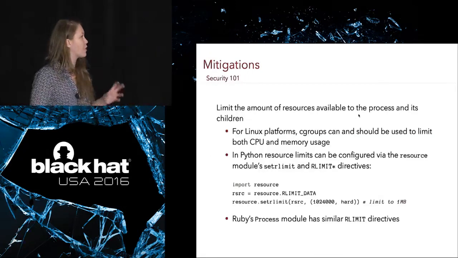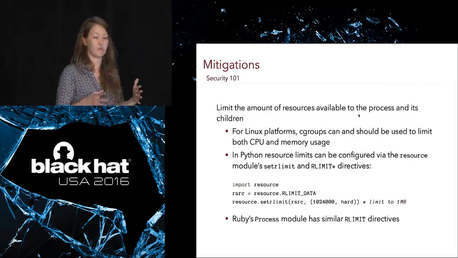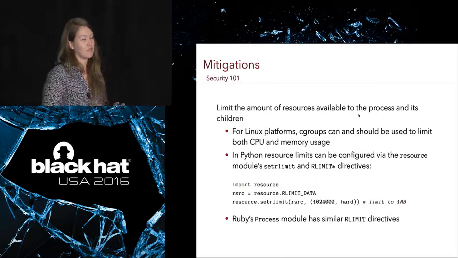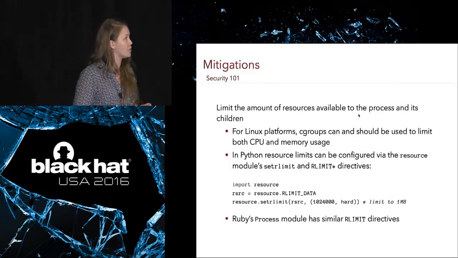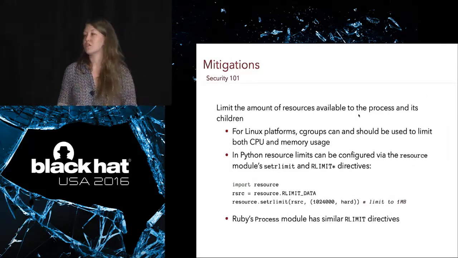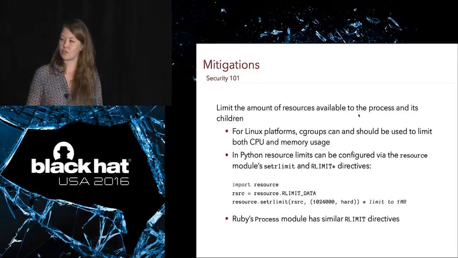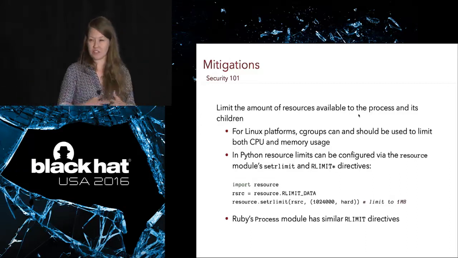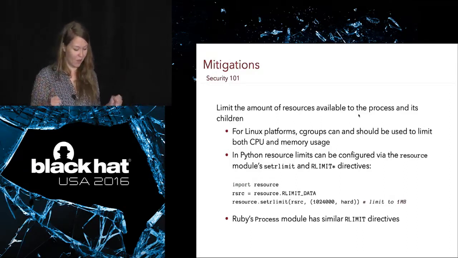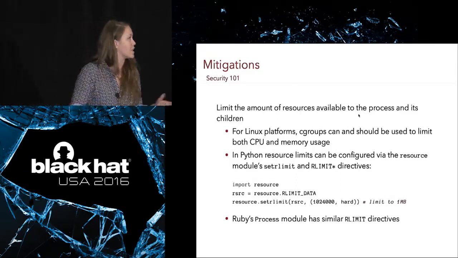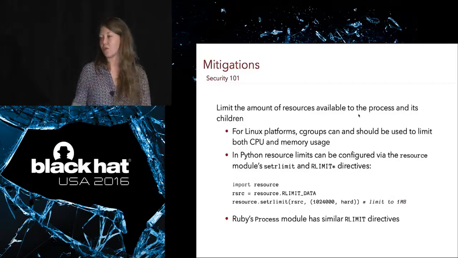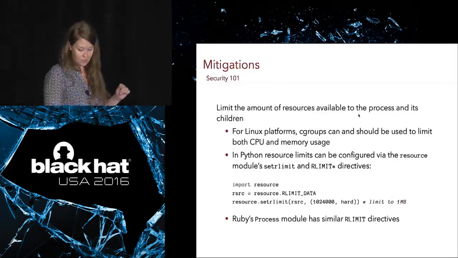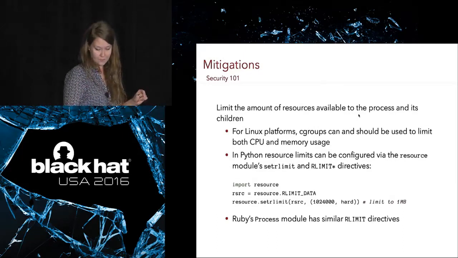All right, so security 101, just mitigating decompression bombs in general. It doesn't matter really what kind of data compression type you're dealing with. You're going to always want to limit the amount of resources that you're making available to the processes and their children. You never want to just give them the lay of the land and suck up all of those resources. So in Linux, you can do that with C groups, but you can also programmatically do that with various languages. And we've got a Python example up there, just a little snippet there.